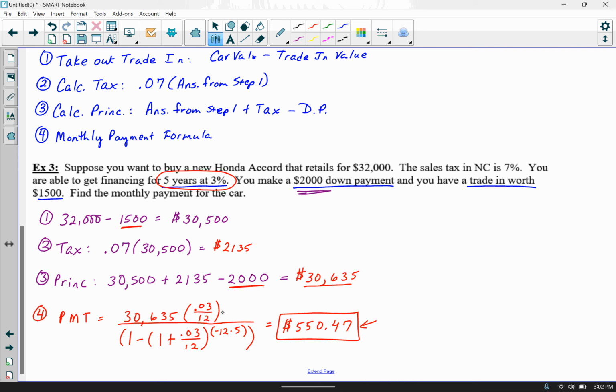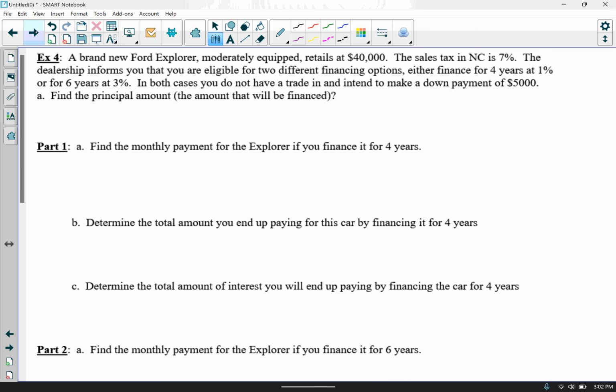Okay. All right, so I'm going to let you flip it over. Example 4 is exactly the same kind of problem where you are financing a car. The only difference here is that I've given you 2 options in terms of the way that you can finance this car.